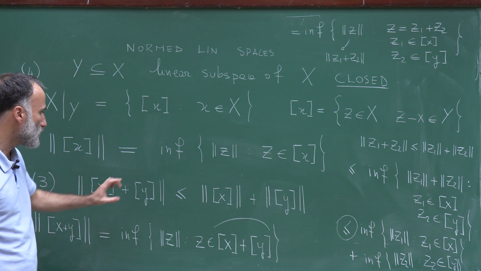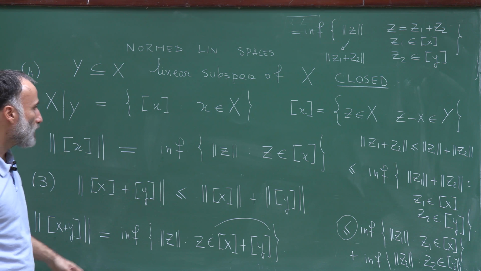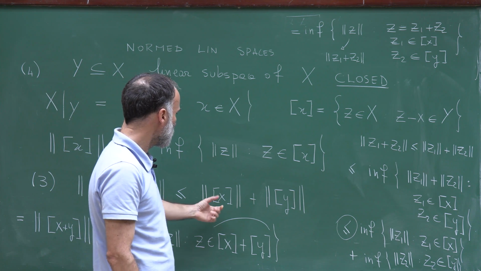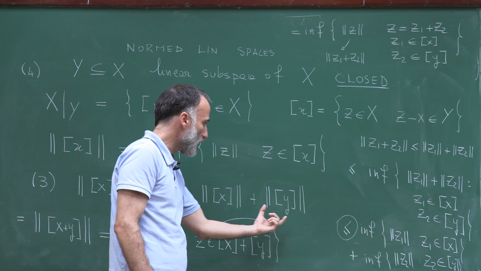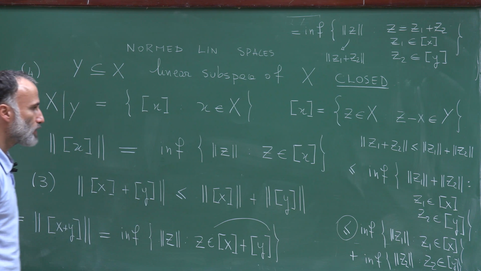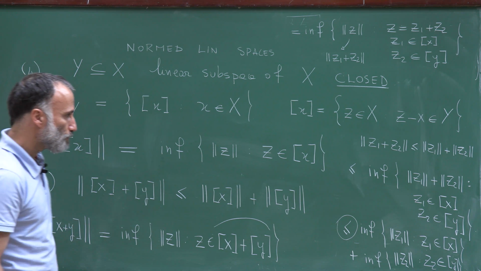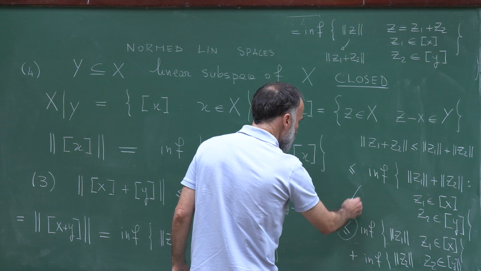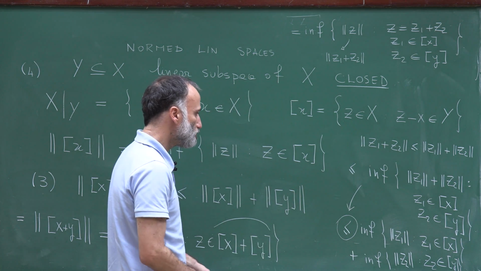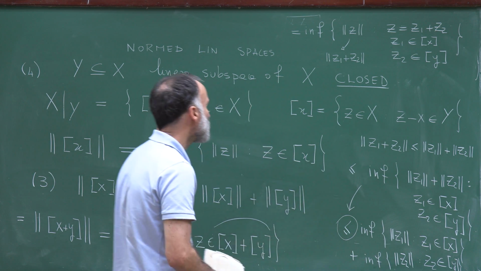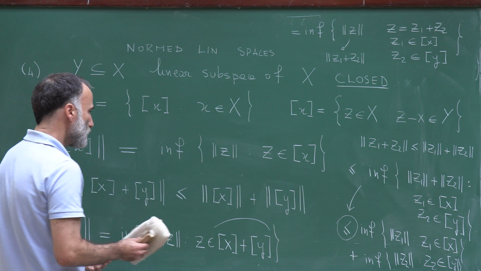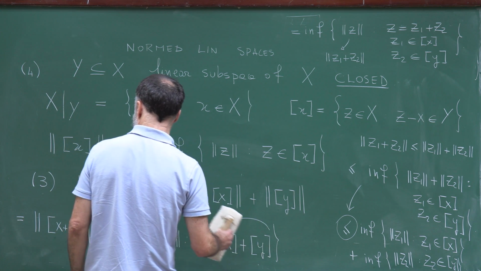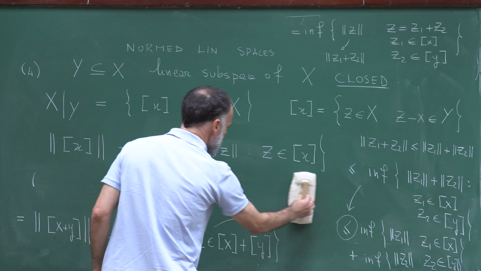of X plus the equivalence class of Y is less than or equal to the norm of the equivalence class of X plus the norm of the equivalence class of Y. So to complete the proof, what remains to be done is to show that this inequality holds. So let's prove that. This is very easy.